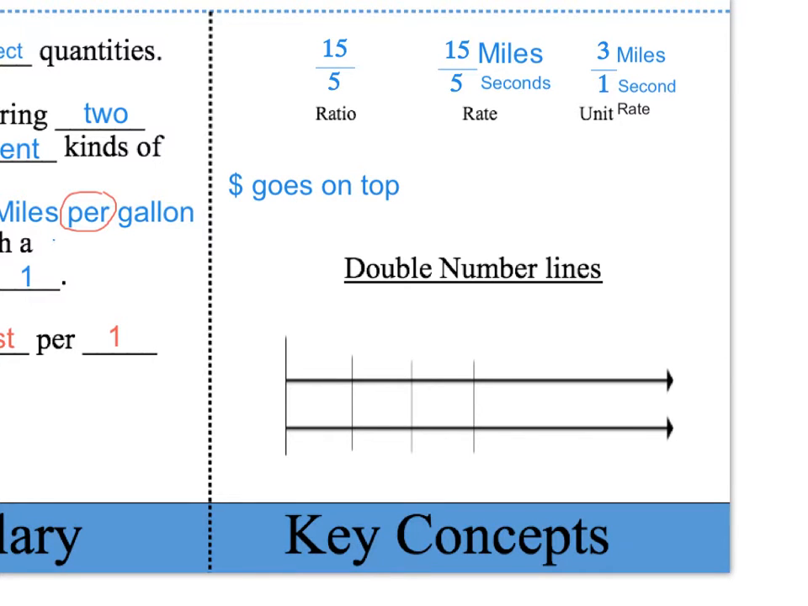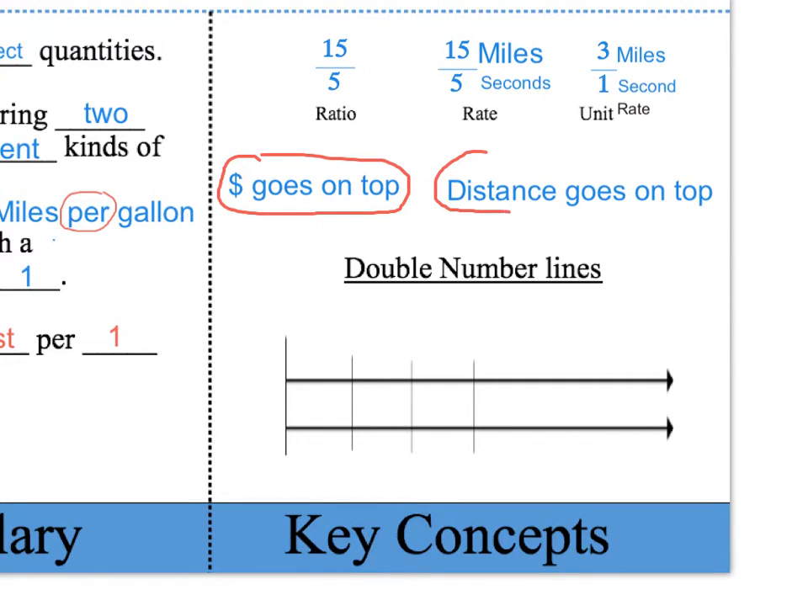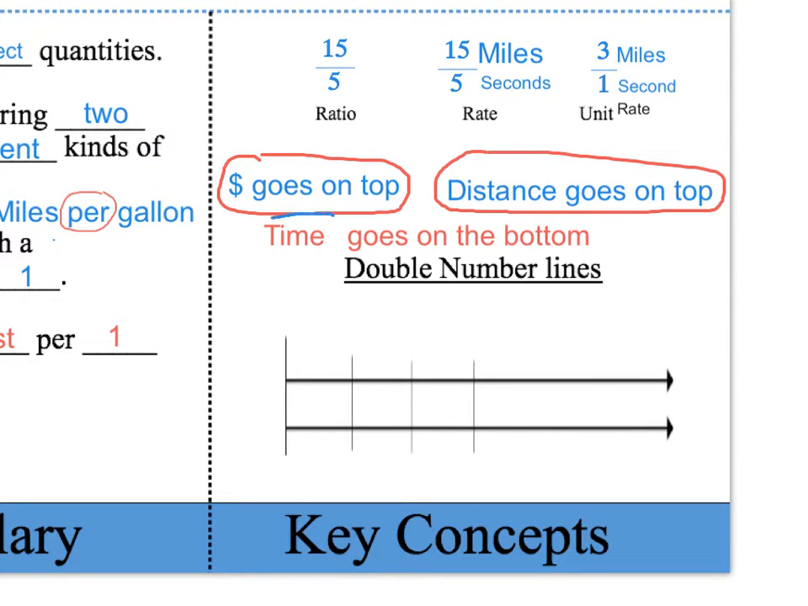One thing to remember, as a general rule, money would usually go on the top of your fraction. Another general rule is that distance is another item that usually goes on the top of your fraction. And time usually goes on the bottom. So money goes on top, or distance goes on top, but time usually goes on the bottom of our fractions.